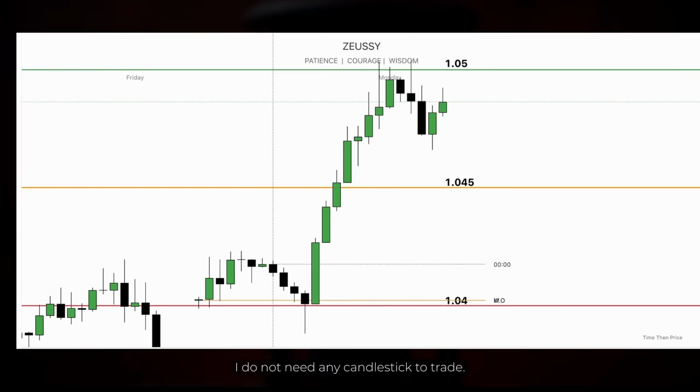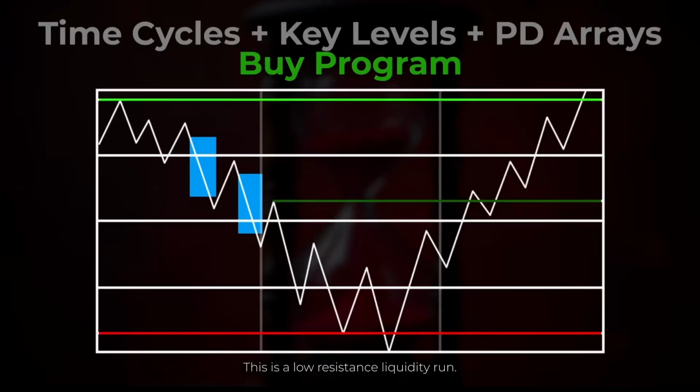I do not need any candlestick to trade. All I need is the time and the price. Time comes first, then price. Hence the name of this mentorship, time, then price. Once you know that the time is right, you will see this delivery in price. This is a low resistance liquidity run.